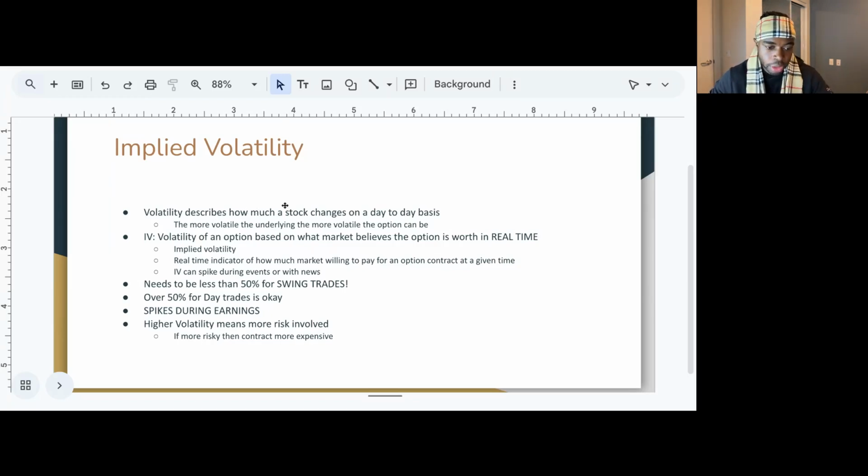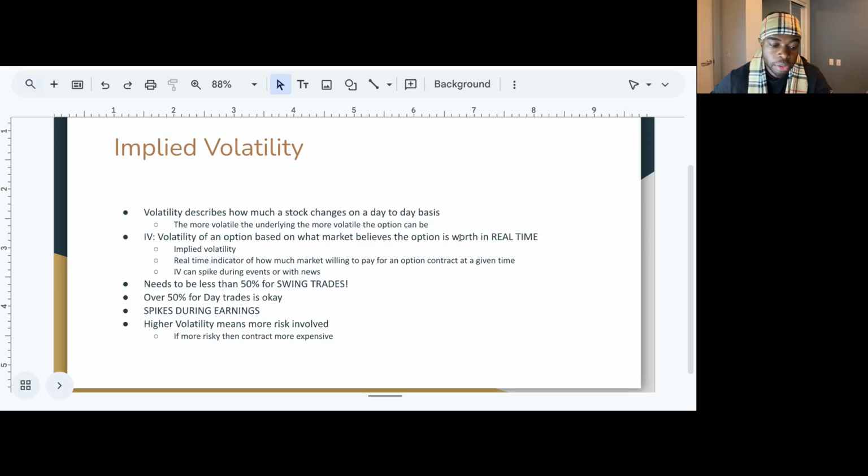So volatility describes how much a stock changes on a day-to-day basis, up and down. So the more volatile the underlying, the more volatile the option can be. Implied volatility. So it's the volatility of an option based on what the market believes the option is worth in real time. So options get more expensive around current events.